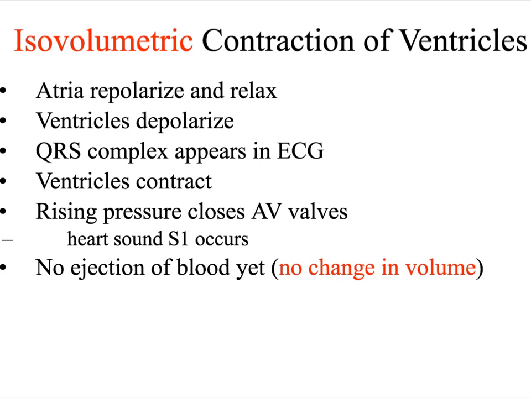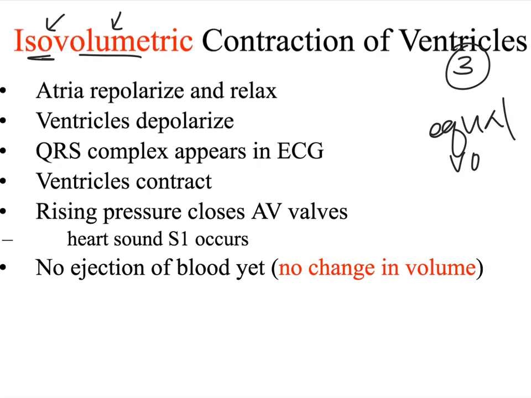Now, the next big step, the third thing that happens, is isovolumetric contraction of the ventricles. Here's what's going on during this step, and I want you to think about this because you can figure this out without me. Iso is equal, and volumetric is volume, right? So the volume is not going to change at this stage. The volume is going to stay the same. So here's what's all happening.